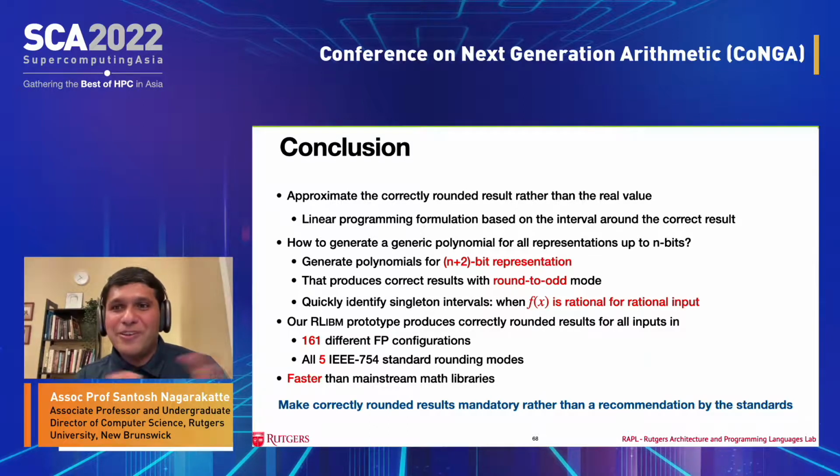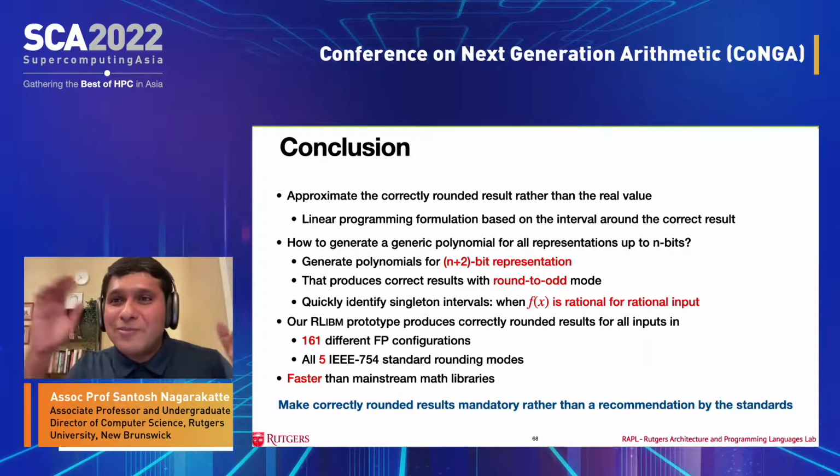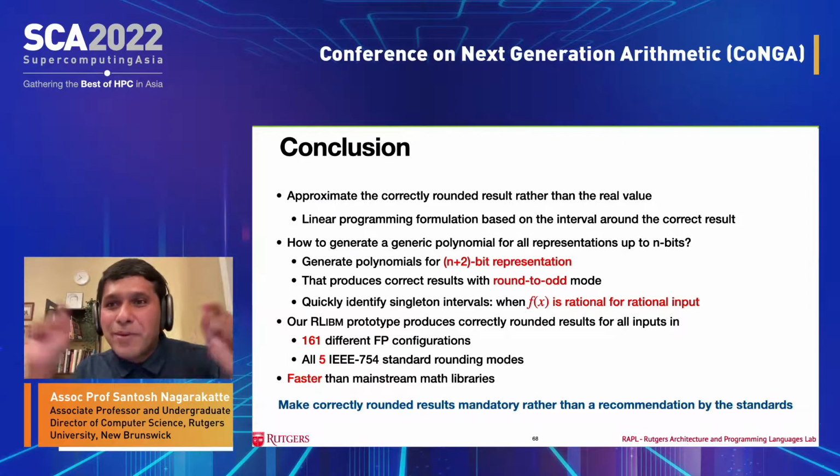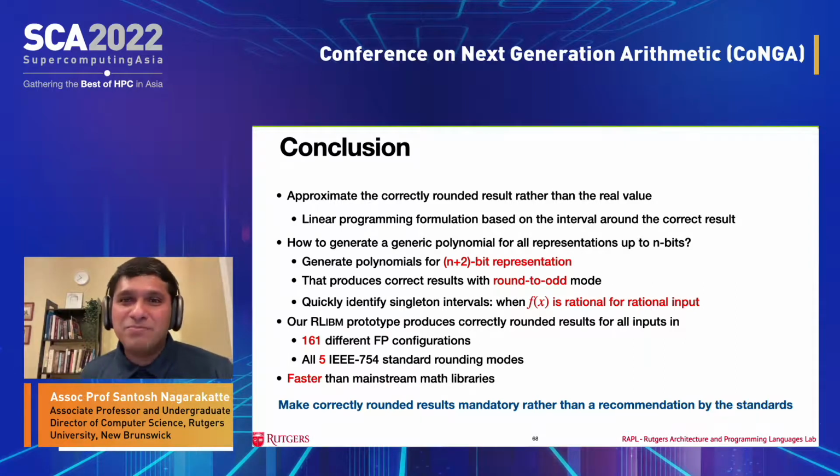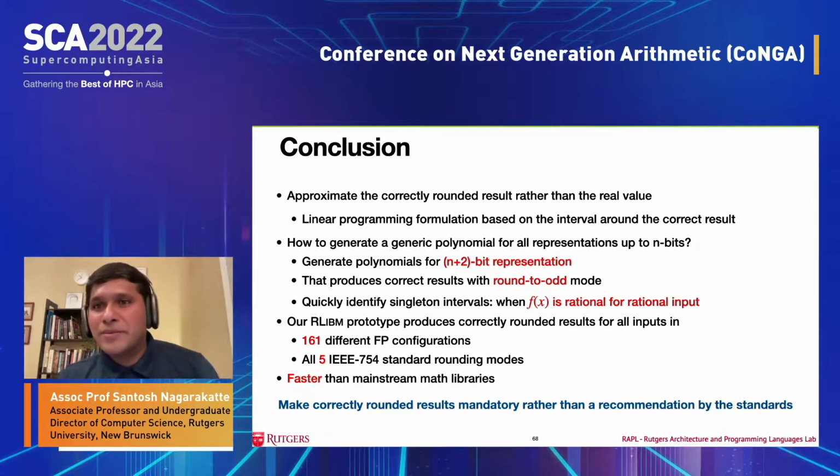Even if you slept through the entire talk, there are 3 things I want you to take away. One, if you don't want to tackle the hard problem of generating efficient oracles, use an existing oracle and then approximate the correctly rounded result. Once you do that, you have a lot more freedom. You have an interval, frame it as an LP problem, and you get really efficient polynomials. Then, if your goal is to have a generic library, one library that works for all, generate a correctly rounded library for n+2 bits with a round-to-odd mode. It produces correctly rounded results for n bits and lower.